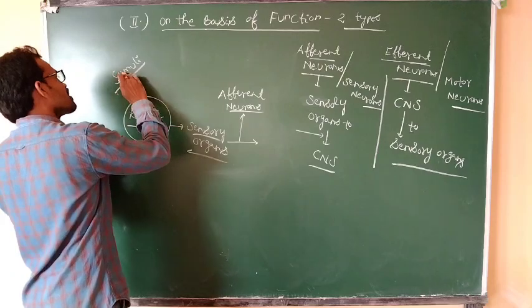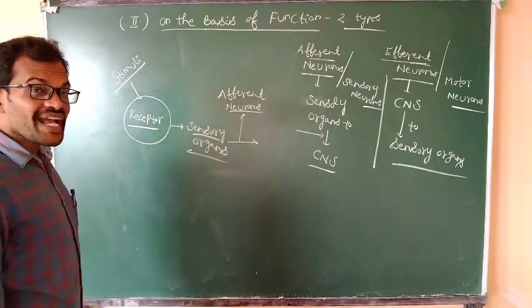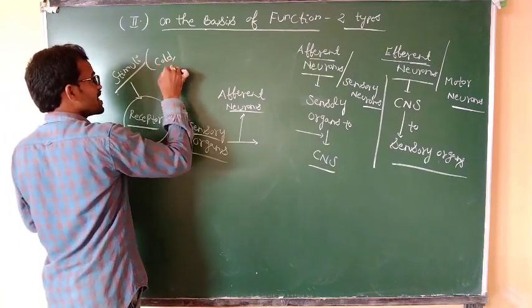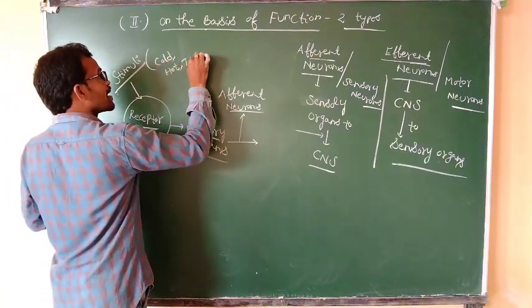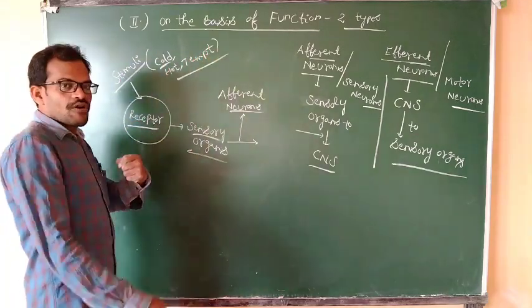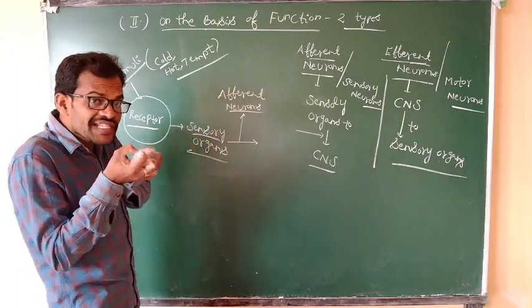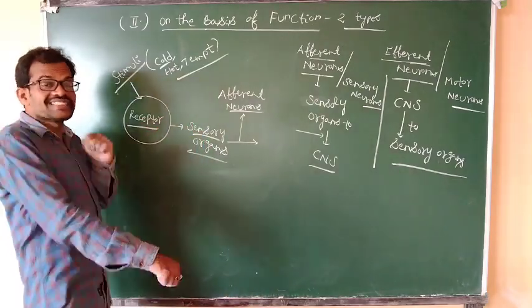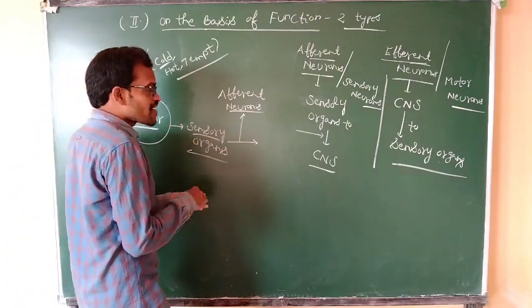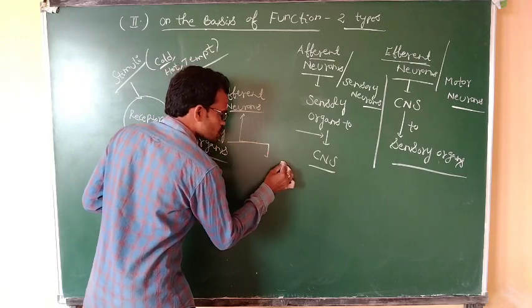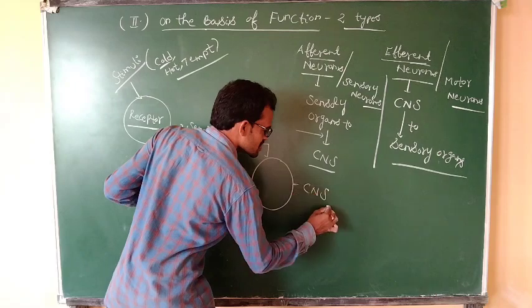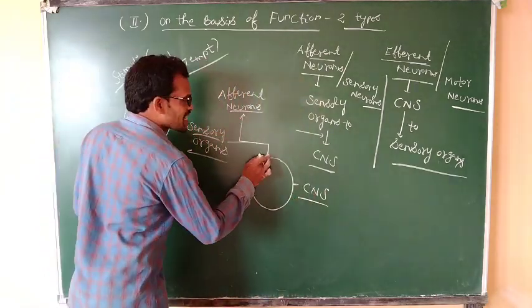Stimuli means any cold, any hot, any temperature. The receptors receive them; once the outside is more cold, you can receive it. This means the receptors are present in the sensory organs. The sensory organs consist of afferent neurons. These afferent neurons send the message to the central nervous system.